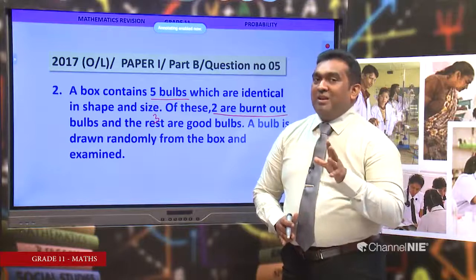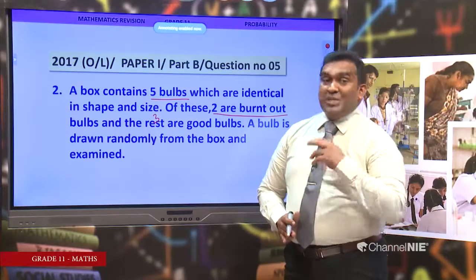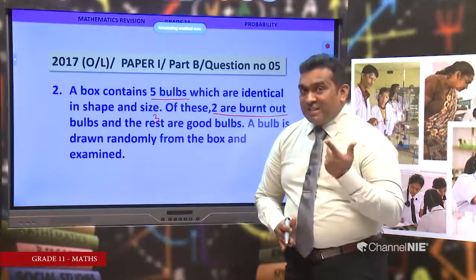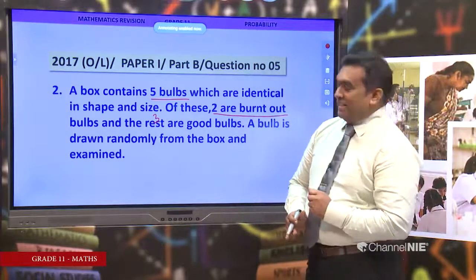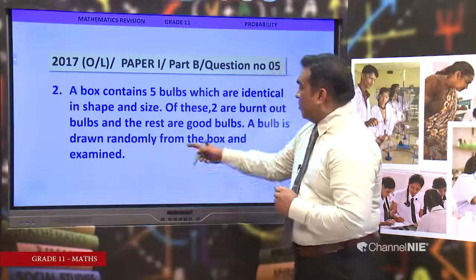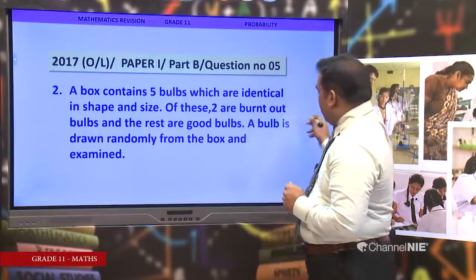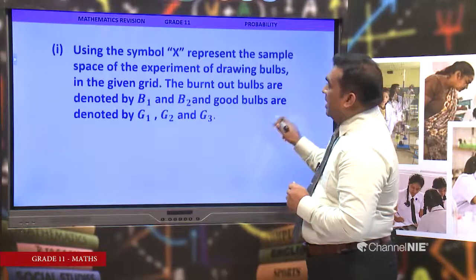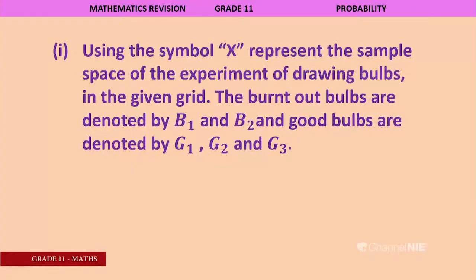Then you have to find out the number of elements belonging to burnt and good. Experiment is based on elements. Probability is based on what? Elements. Okay. A bulb is drawn randomly from the box and examined. Using the symbol X represent the sample space of the experiment of drawing bulbs in the given grid. The burnt out bulbs are denoted by B1 and B2 and good bulbs are denoted by G1, G2 and G3.